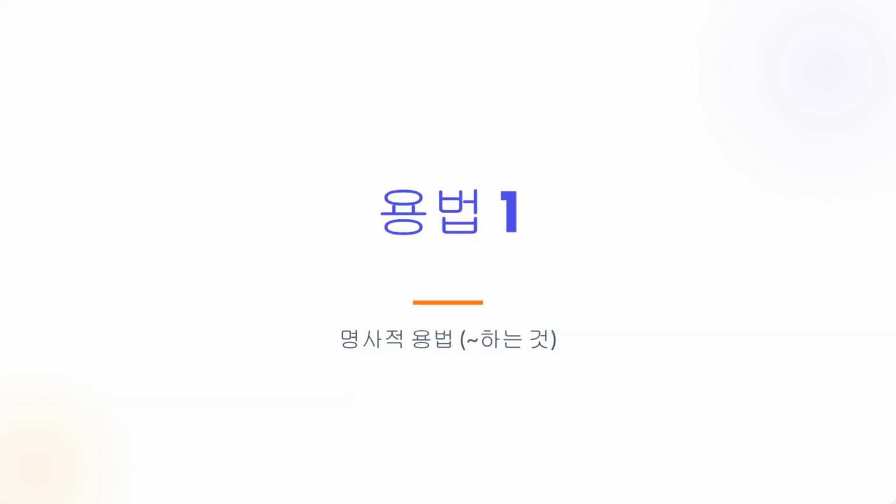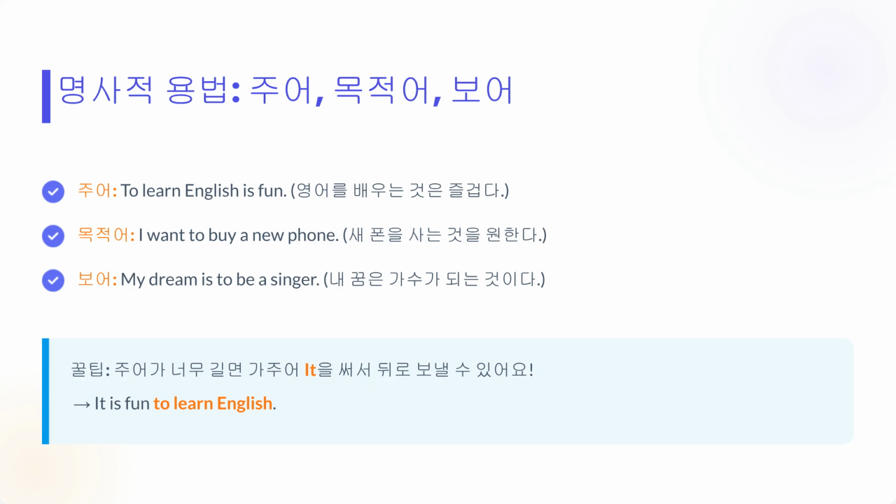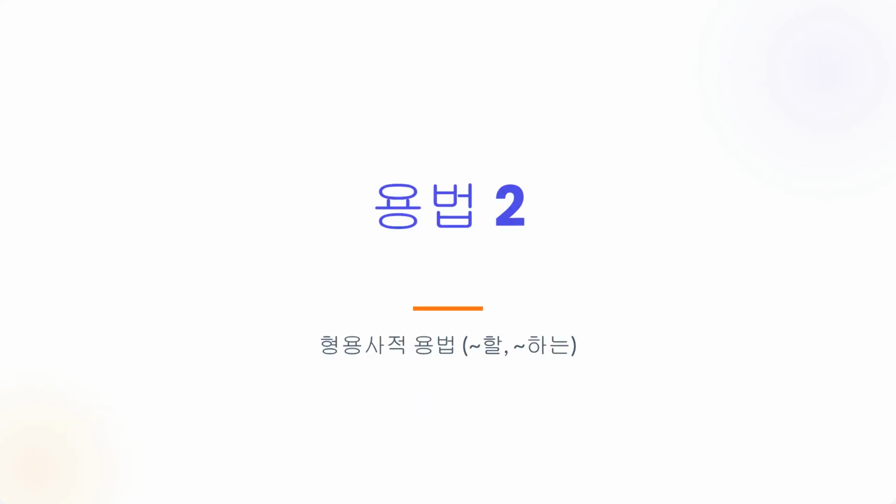Let's look at usage 1, the noun usage. This usage translates to the act of doing something. In the noun usage, the to infinitive can function as the subject, object, or complement. A helpful tip: if the subject is too long, use the dummy subject it and move the to infinitive to the end.